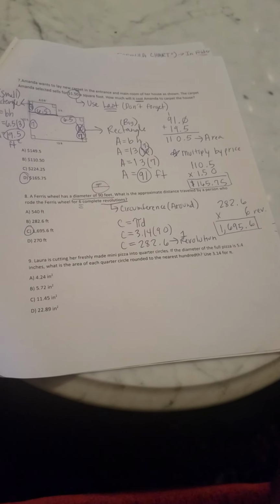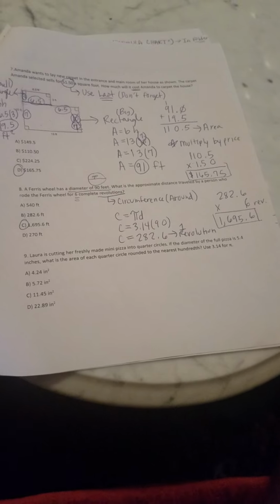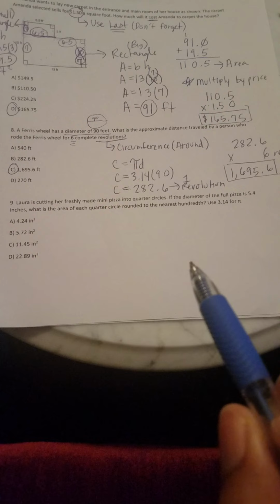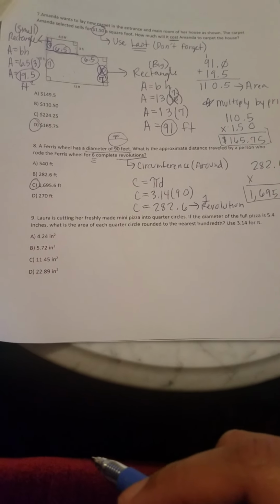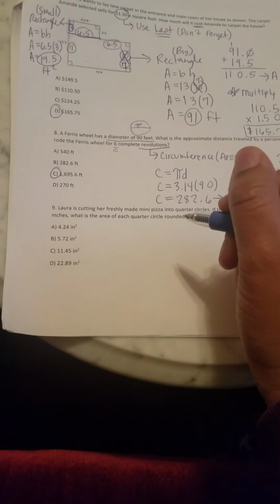Number 9, Laura is cutting her freshly made mini pizza into quarter circles. If the diameter of the full pizza is 5.4 inches, what is the area of each quarter circle rounded to the nearest hundredth? Use 3.14 for pi. Okay, so on this one, I'm going to find the radius first. Usually that's what I always do. The radius is always first because that's what every one of them have in common. So I'll find the radius first. Then I'm going to plug it into the formula for the quarter circle.